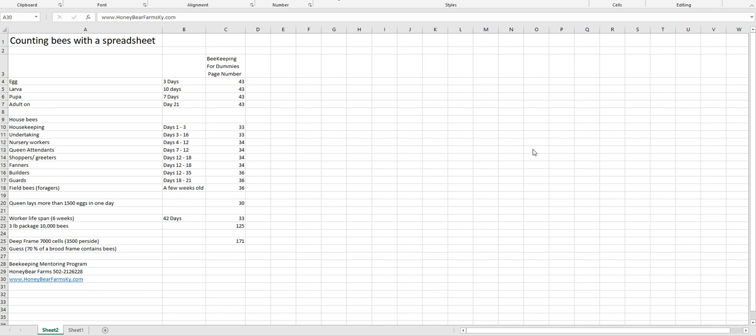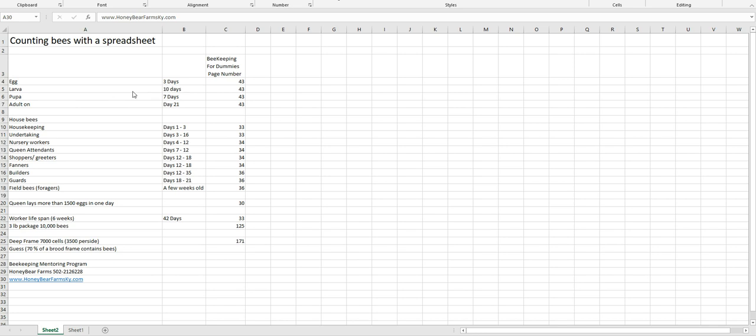One of my tasks before getting my bees is to read Beekeeping for Dummies. It's also on the list of reading material for the beekeeping mentoring program at Honey Bear Farms, honeybearfarmskentucky.com.